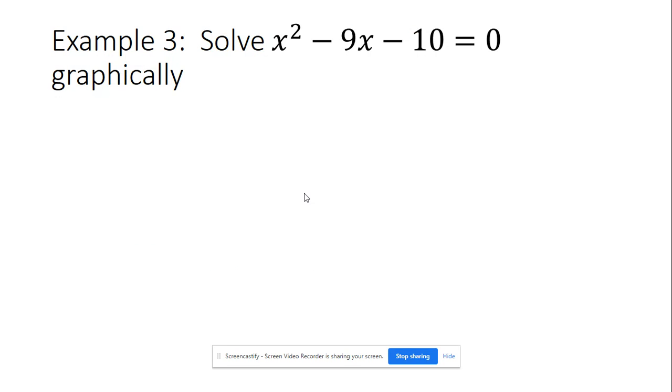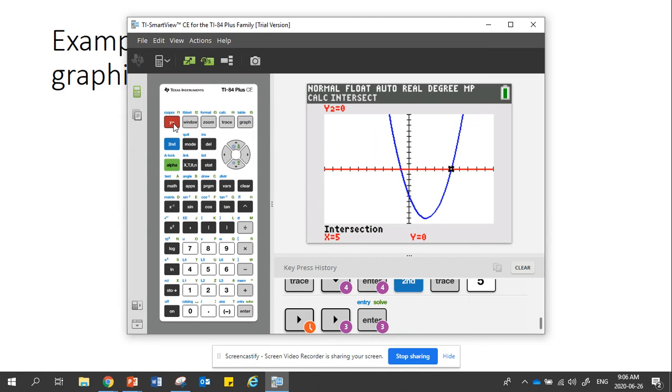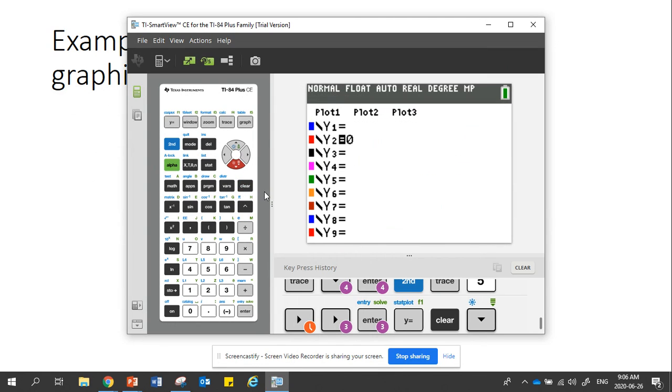All right, same idea over here. Solve this one graphically. We're going to go y1, y2. So I'm going to go and clear what's in here.